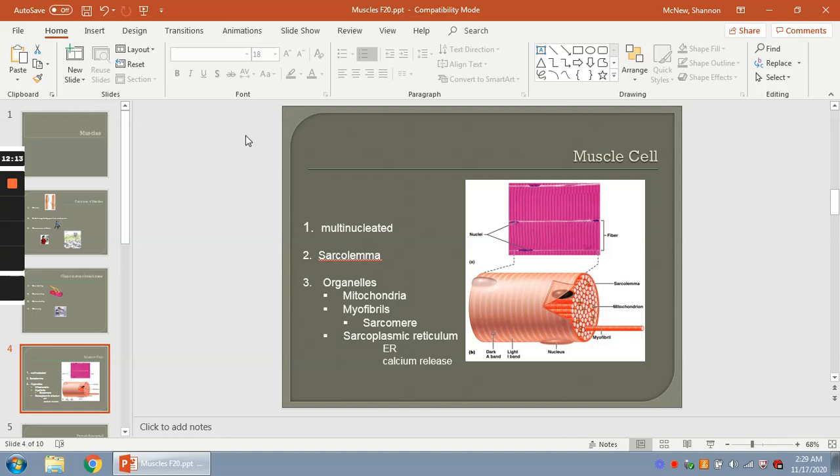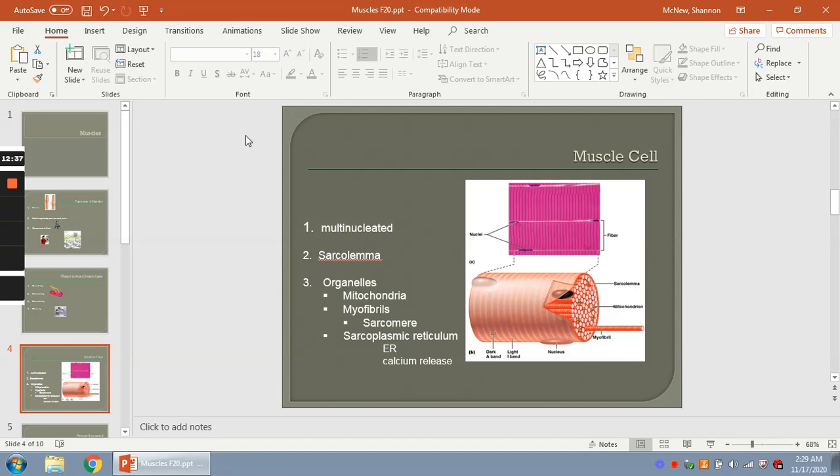So we're going to go over a little bit of anatomy, probably more than what we usually do in lecture, because you have to understand the anatomy of the muscle fiber in order to understand how that muscle fiber contracts, and therefore how the entire muscle contracts. So we're going to start talking about the anatomy of a muscle fiber.